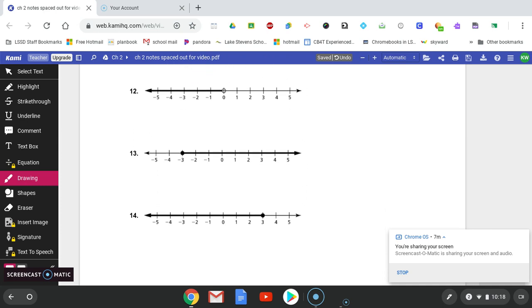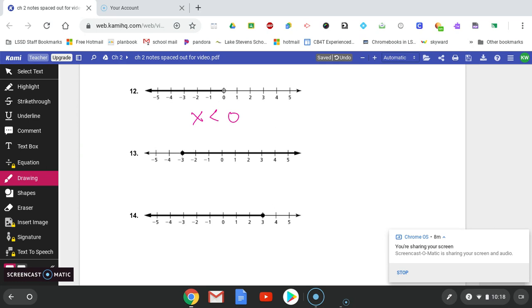On number 12, again, when we have x compared to 0 this time, the arrow is going to the left, which means it is x is less than 0. Because it's an open circle, it doesn't actually include 0 in the answer, so we're going to leave it as just less than, not less than or equal to. Go ahead and try 13 and 14.